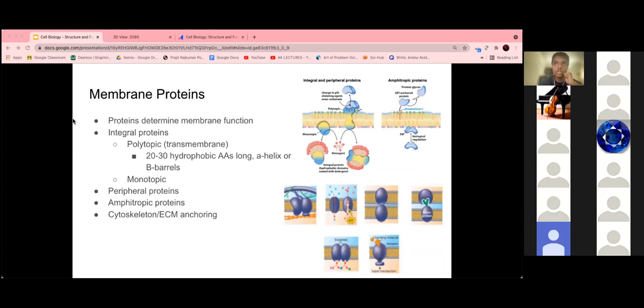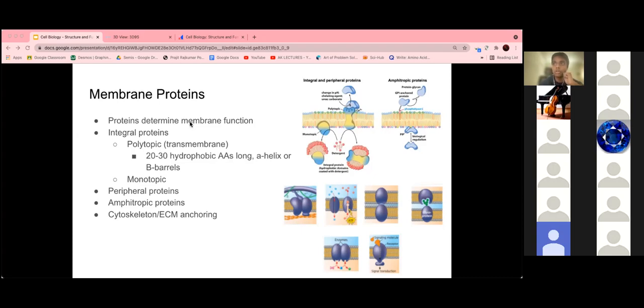Integral proteins are proteins that extend into the hydrophobic region of the lipid bilayer, and polytopic proteins, also known as transmembrane proteins, are a class of integral proteins that extend through the whole length of the lipid bilayer. On the other hand, monotopic proteins are another type of integral protein, which only span part of the bilayer, and they only stick out from the bilayer on one side.